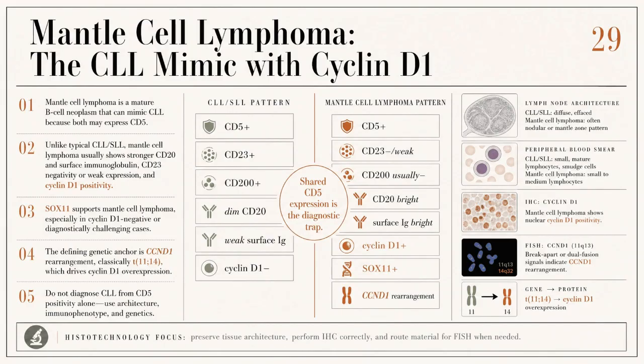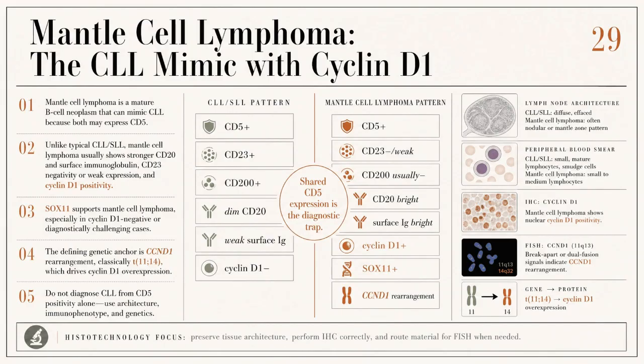The hallmark genetic abnormality defining MCL is the translocation t(11;14)(q13;q32), which juxtaposes the CCND1 gene encoding cyclin D1 to the immunoglobulin heavy chain locus. This translocation results in the overexpression of cyclin D1, a cell cycle regulator that promotes G1 to S phase progression, driving the neoplastic proliferation characteristic of MCL.